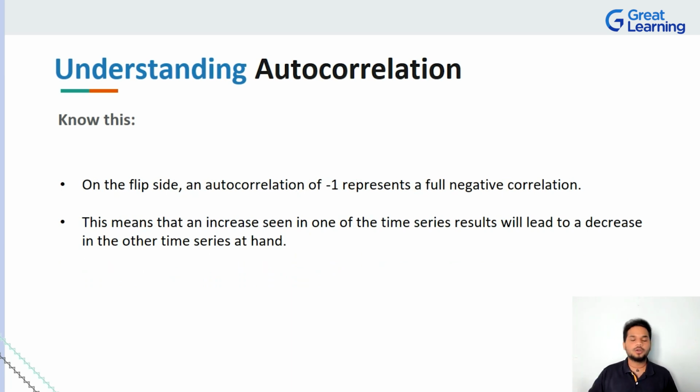But it's not always positive correlation. There are certain cases where there's negative correlation. Full negative correlation is -1. An increase in one time series will lead to a decrease in the other time series. If you have two series, one increases, the other decreases. If it is positive, both will increase or both will decrease at the same time.